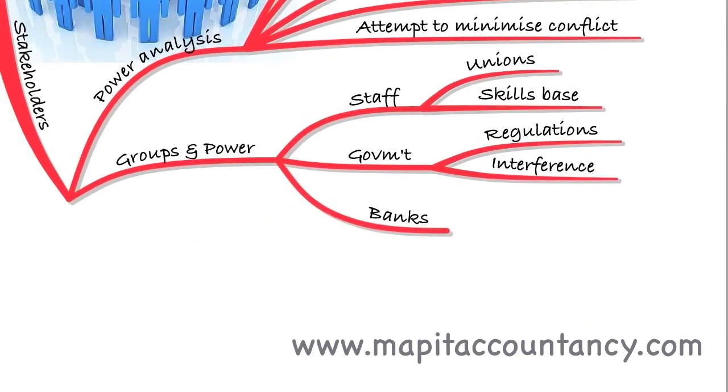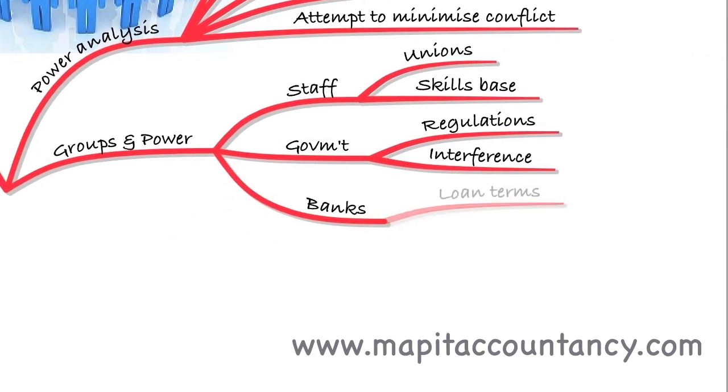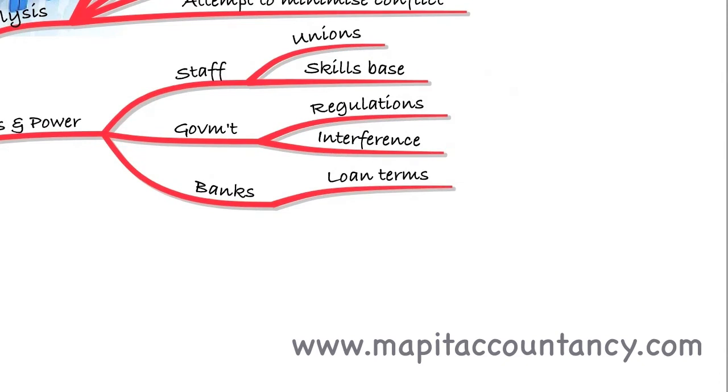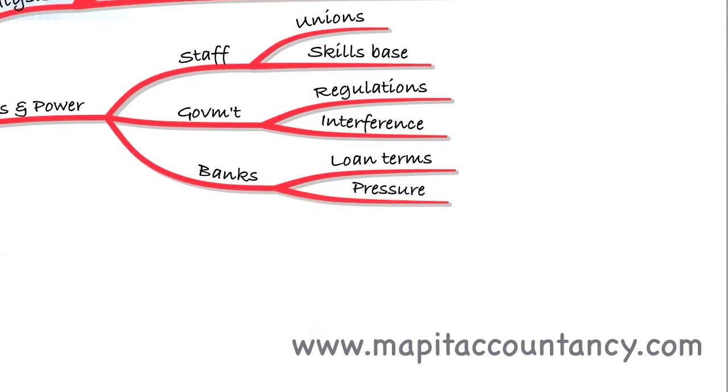When it comes to banks, of course, they will be a stakeholder. They may have provided us with loans, so we'll set loan terms. For example, they may set gearing ratios we can't go above. They may set restrictions on dividends that we need to consider in their loan terms. So they may be able to put pressure on us if we breach those terms, for example. So they will be quite powerful when it comes to being a group of stakeholders.